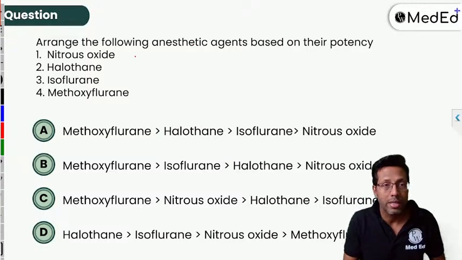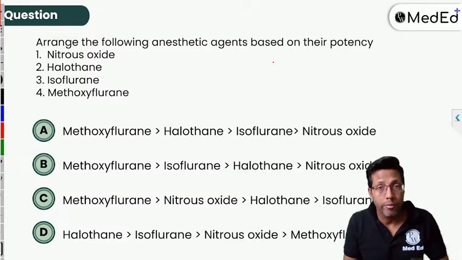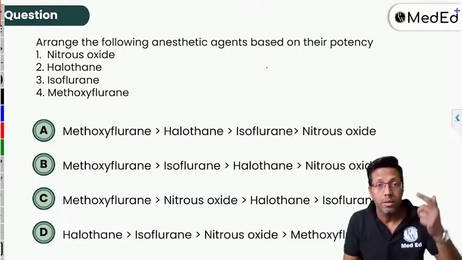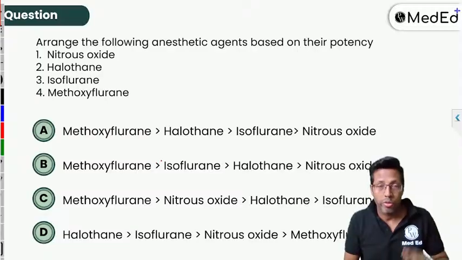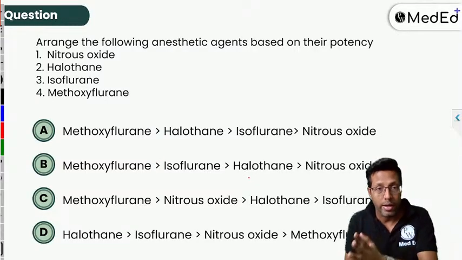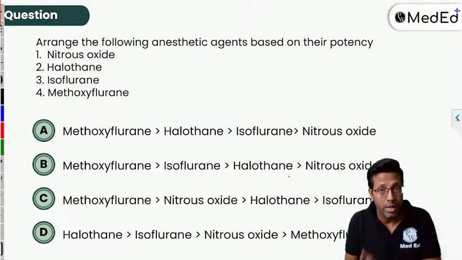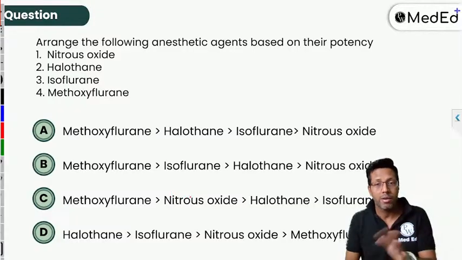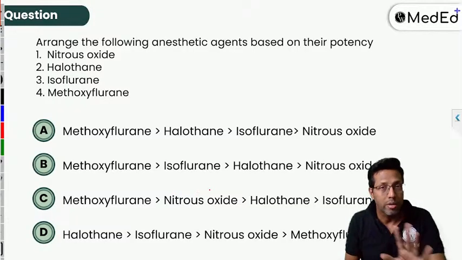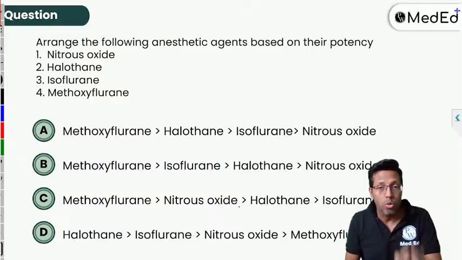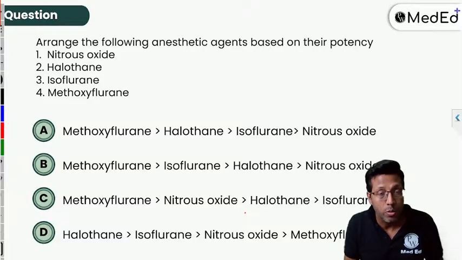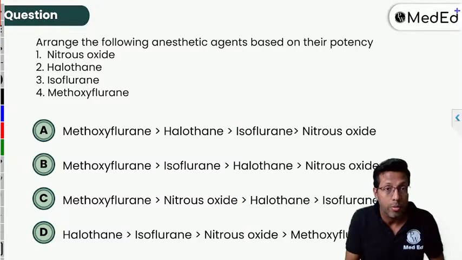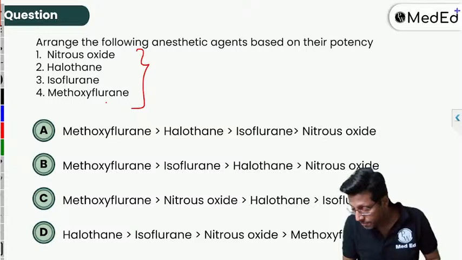So arrange the following anesthetic agents based on their potency. The 4 agents given are nitrous oxide, halothane, isoflurane, and methoxyflurane, and you have 4 options. The first one is methoxyflurane, halothane, iso, and nitrous. Then methoxyflurane, iso, halothane, and nitrous. And then methoxyflurane, nitrous, halothane, isoflurane, and halothane, iso, confusing options. For this, you need to know the answer, only then you will be correct. Questions like these, which come as a sequential arrangement, are not very easy. It's not about one answer. You're supposed to know all of them in terms of sequence.